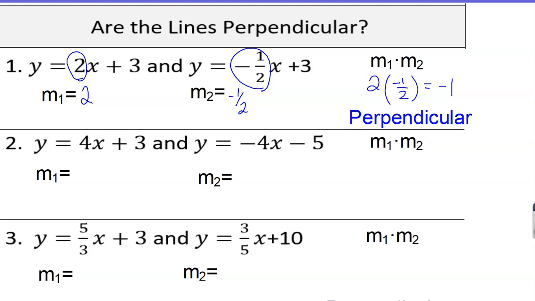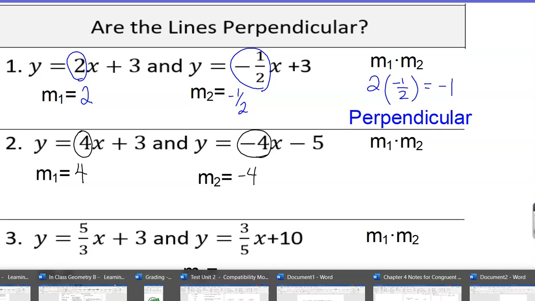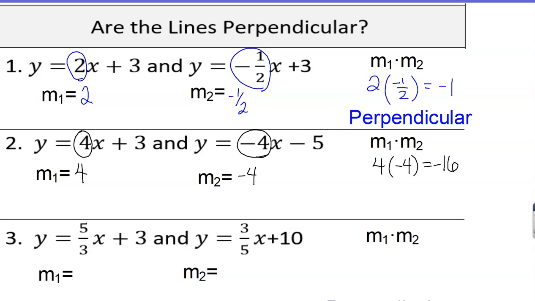Let's look at our second two. I have 4 and I have -4. I know they are not parallel because they're not exactly the same. But let's see if they're perpendicular. So 4 times -4 is -16. It is not perpendicular because they did not equal -1.